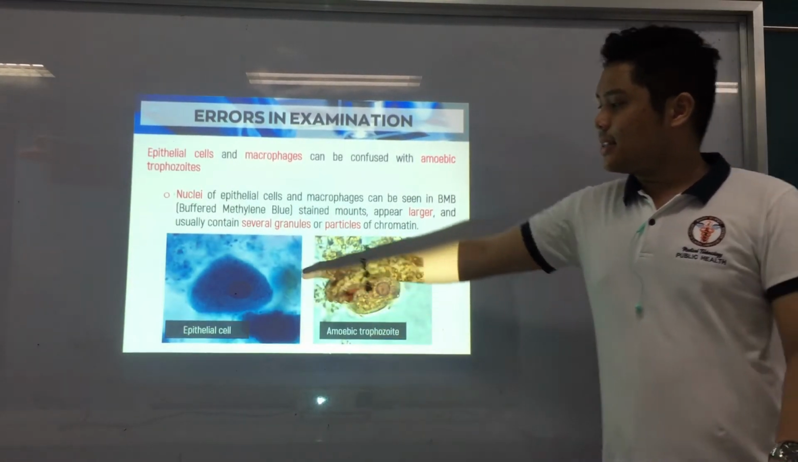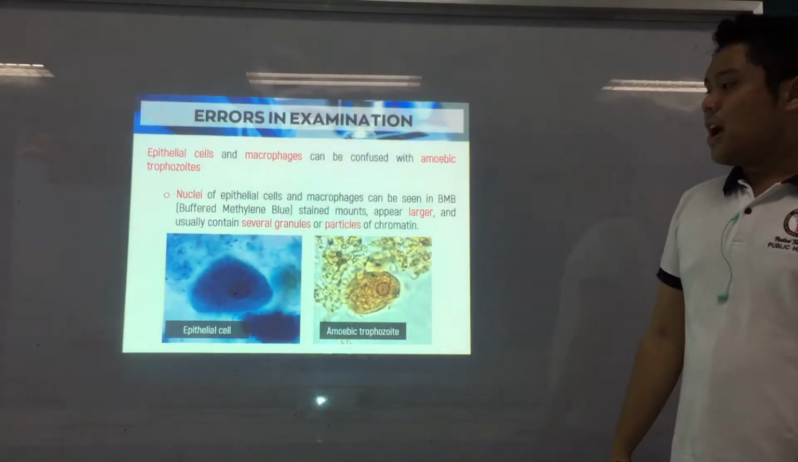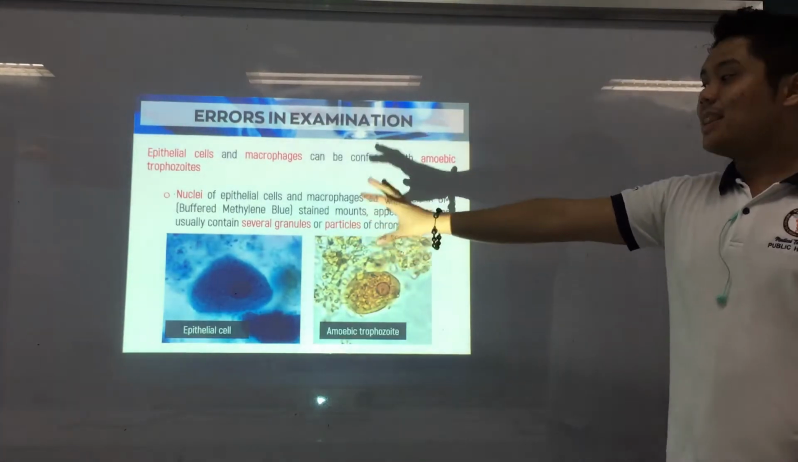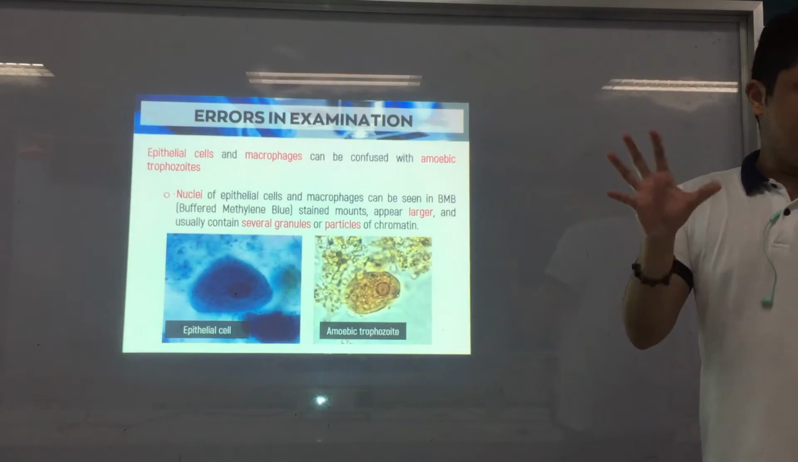All right, and this time, this epithelial cell is stained, I think it's buffered methylene blue. All right, but again, look at the borders. It's irregular for epithelial cells, and the nuclei also are bigger, larger. All right, okay, so that's how you differentiate.